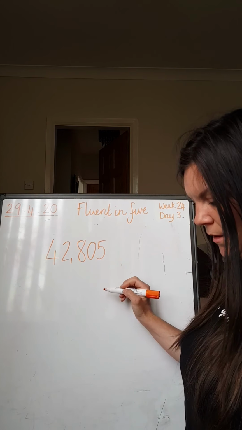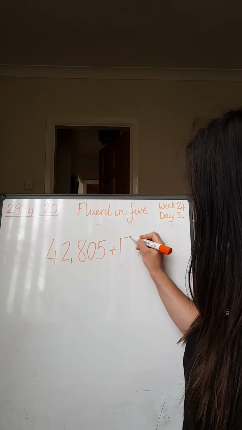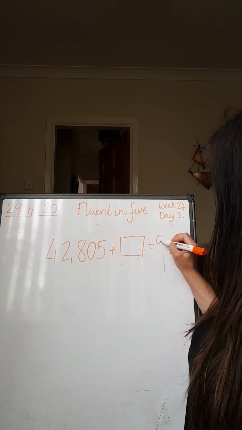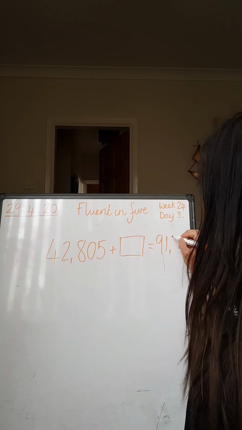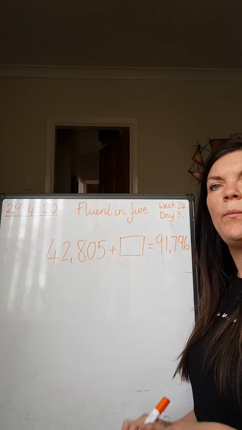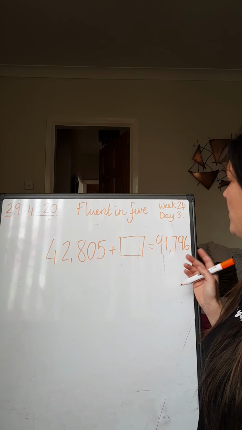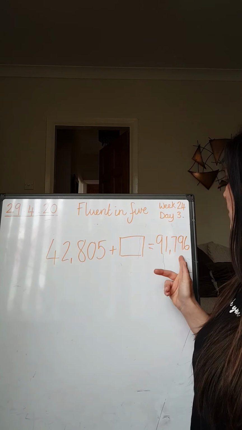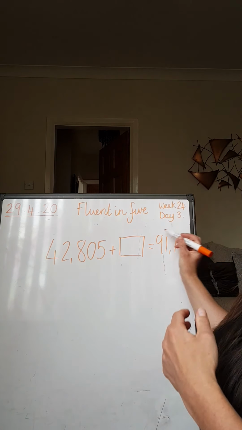42,805. And I'm adding something. Dun, dun, dun. Which equals 91,796. So I always say, where's the biggest number when there's a mystery number? Something, add something, makes a big number. So it makes the biggest number at the end here.